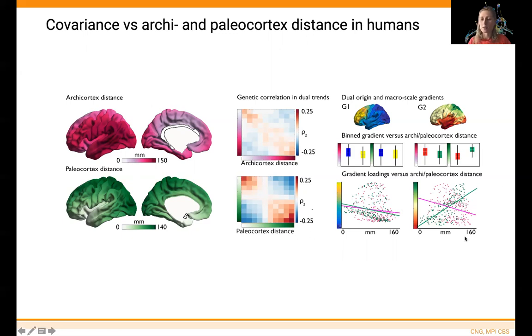Then I also looked at my gradients, and what I found is that gradient 2 had a negative relationship to archicortex distance, but a positive relationship to paleocortex distance, possibly showing that this gradient might reflect this dual patterning, whereas the first gradient did not relate to it so much at all. So it's a nice dissociation as well.